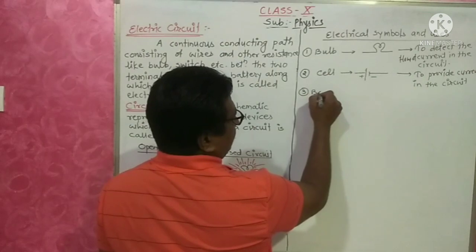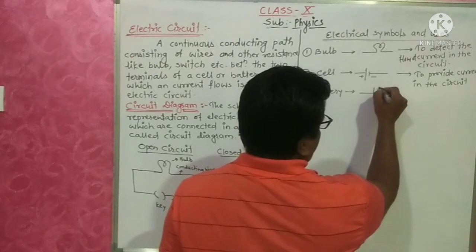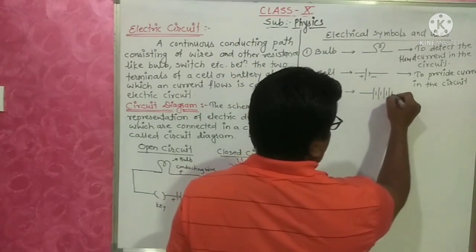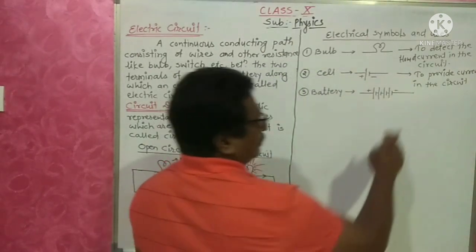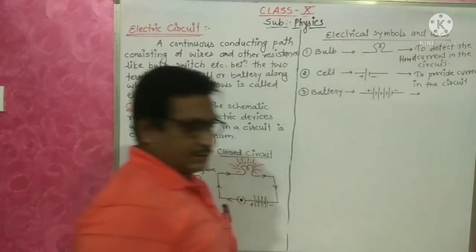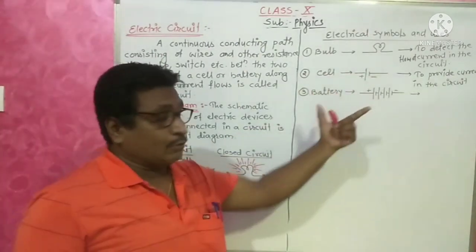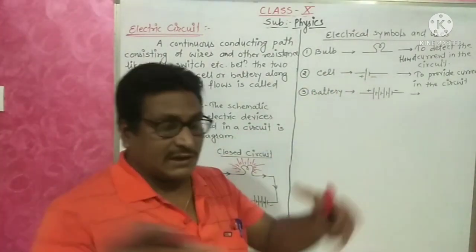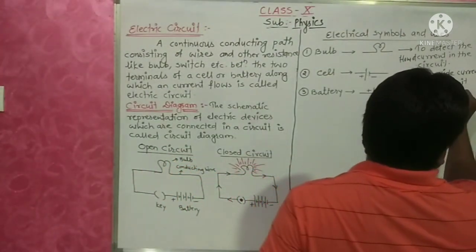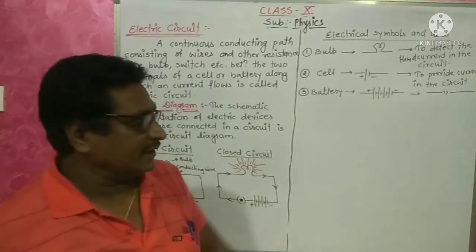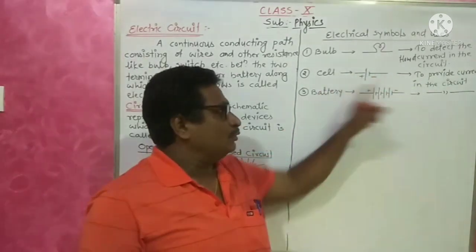Third, the battery. A group of cells. Here only one cell is there, so it is called a cell. When a group of cells, more than two cells, are connected, a battery is formed. What is the work of a battery? To provide current in the circuit. Whatever the use of a cell is, the same is the use of a battery.